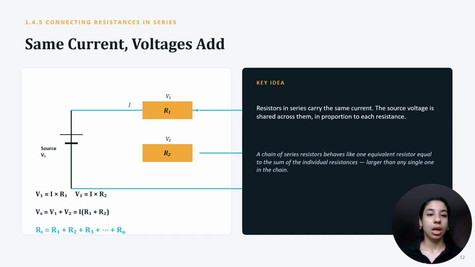Now, the same applies with current and voltages. As you saw in the previous equations, these equations could also be used here, similar to voltages. So the key idea is that resistors in series carry the same current. The source voltage is shared across them in proportion to each resistance.